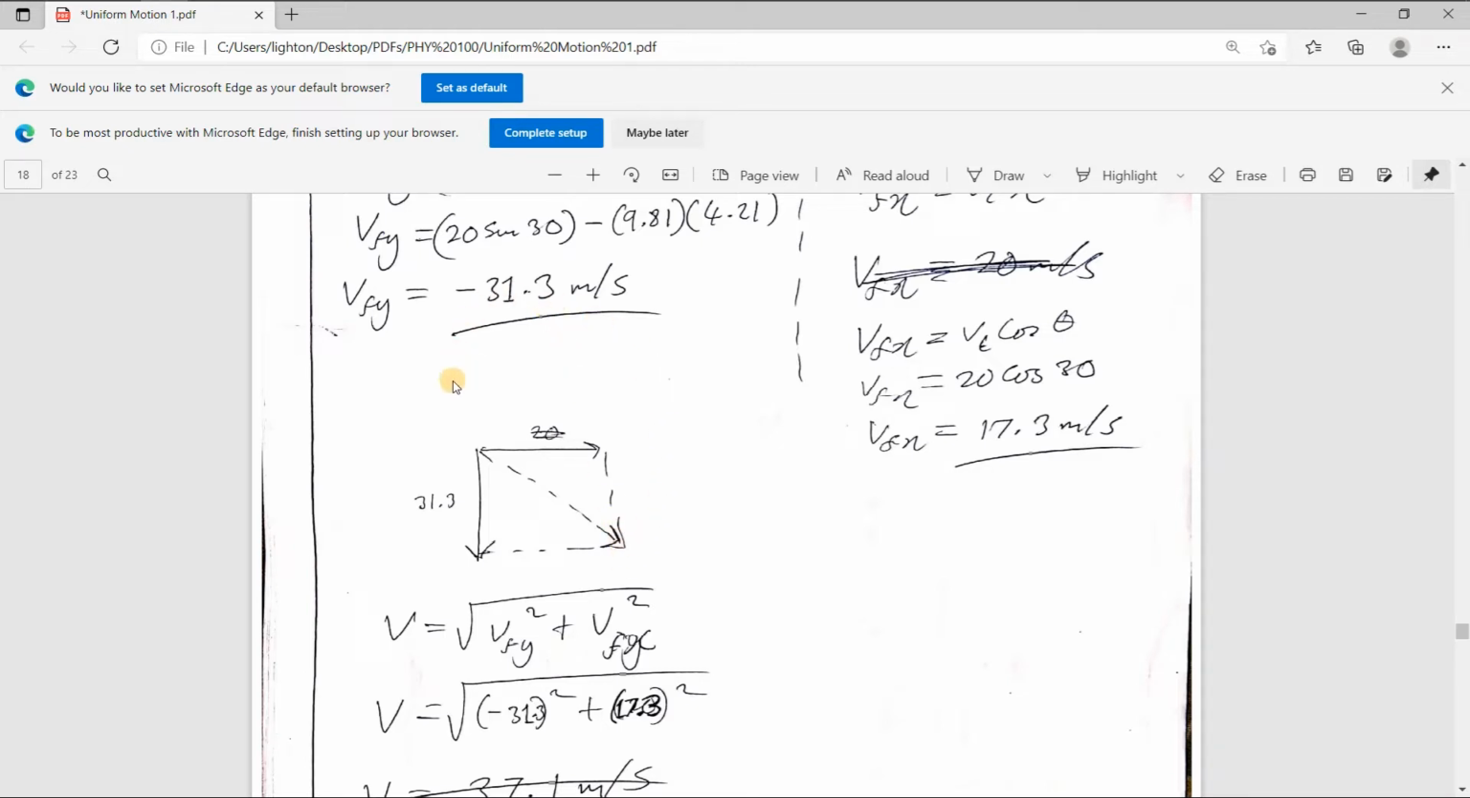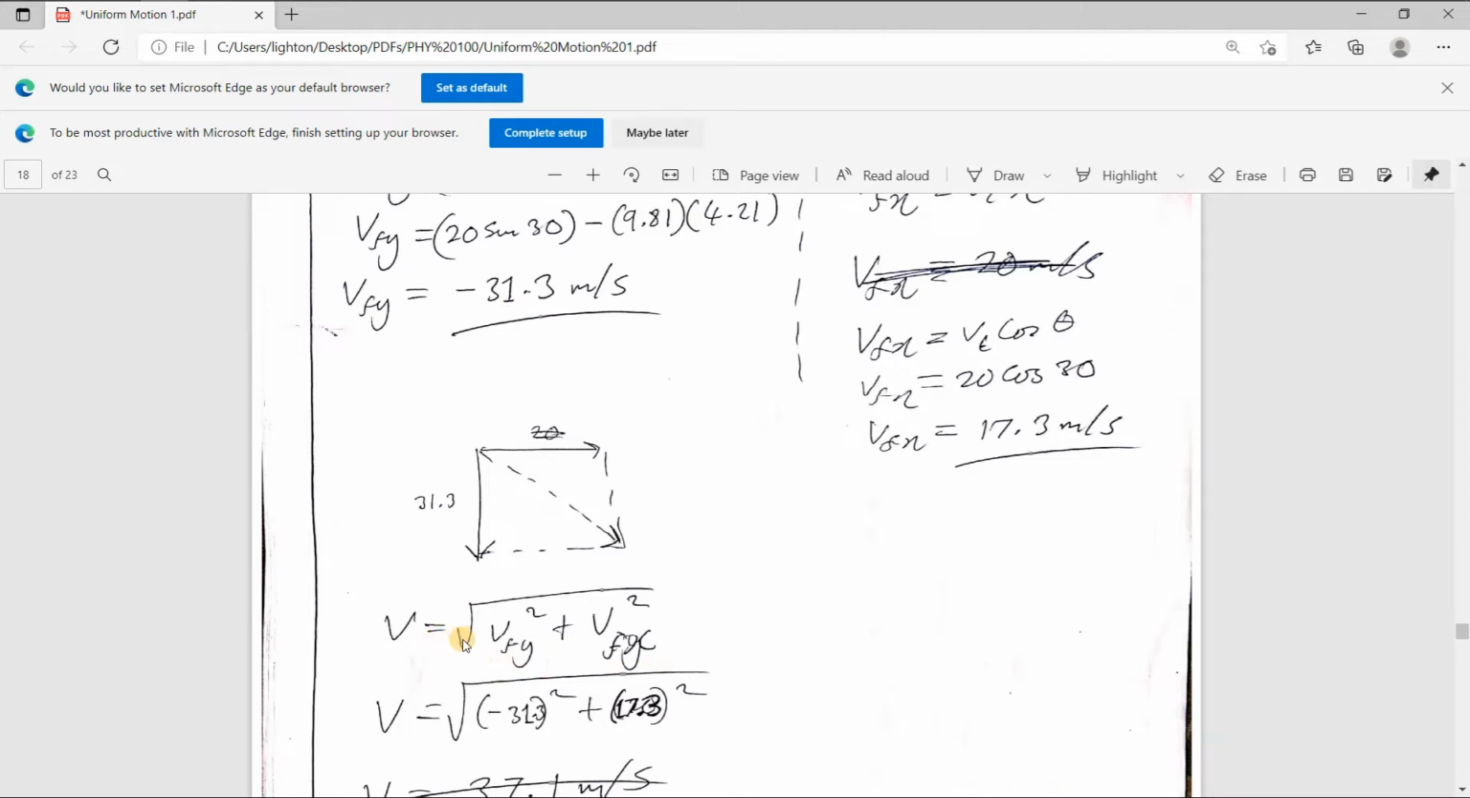So we found the vectors in the x-axis and in the y-axis. Now, to get the velocity, we just have to find the magnitude of these two vectors. So v is equal to the square root of vfy squared plus vfx squared. This is how we find the magnitude when you have two components: a component in the y-axis and a component in the x-axis. You just square them, add them, then find the square root. That's how we do it.